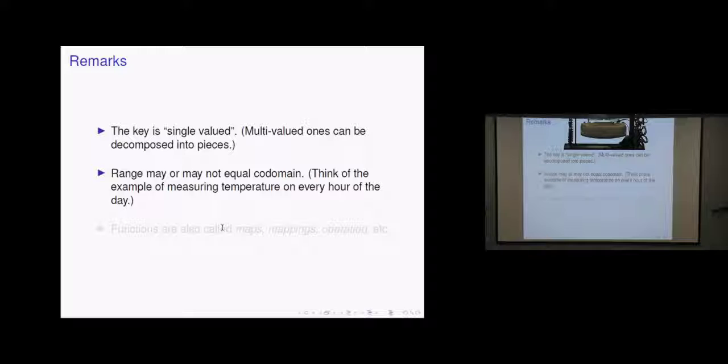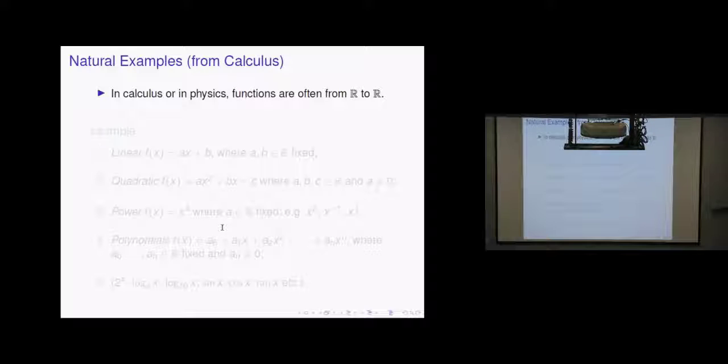So it's reasonable to relax the codomain, and the range is what I actually measured. Right? Anyway, this is just an explanation. You buy it or you don't buy it, fine. Okay, function has other names called maps, mapping, operation, etc. Okay. Now, there are lots of example functions.